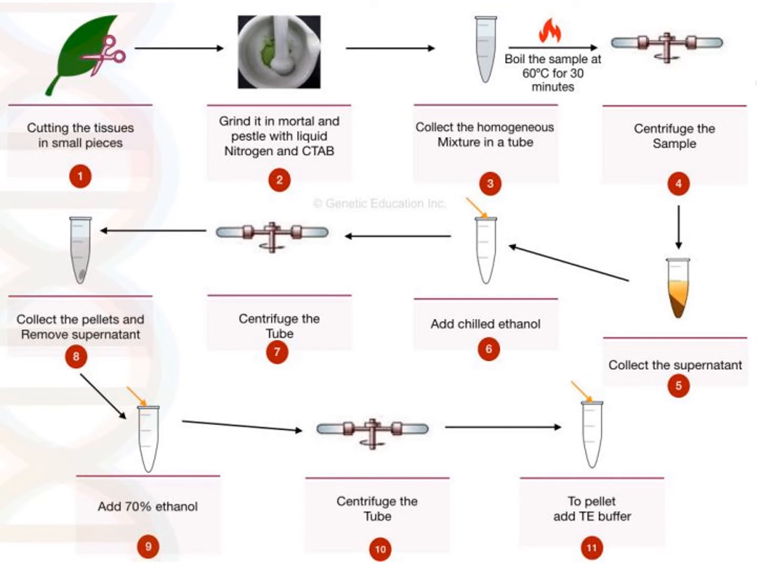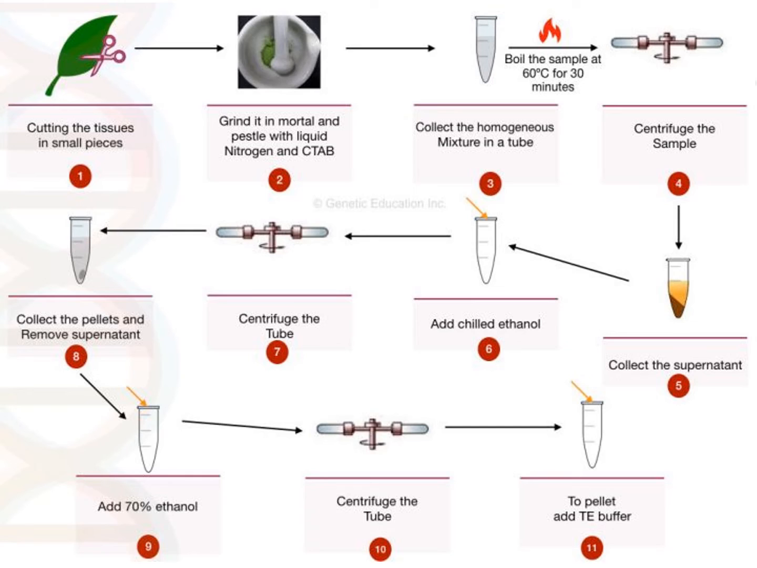This is a pictorial representation of the whole experiment. Cutting the tissues into small pieces, we have to grind by adding liquid nitrogen and CTAB. We have to keep it in a water bath for 30 minutes at 60 degrees Celsius. We have to centrifuge the sample. After centrifugation, we have to collect the supernatant.